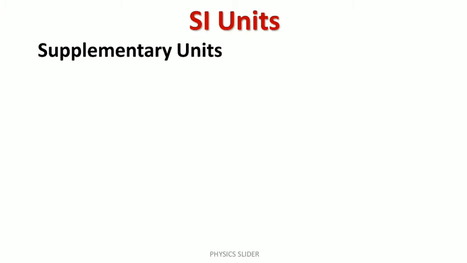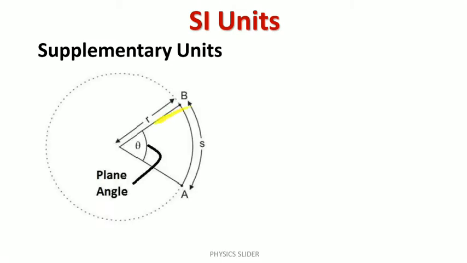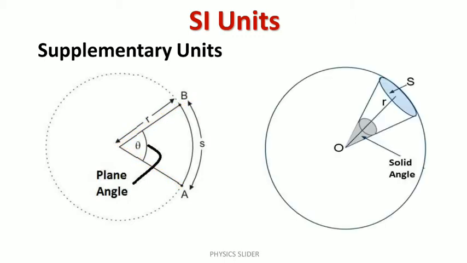Now, what do the supplementary units imply? Watch here. Plane angle. The angle at the center of a circle is called plane angle, while the angle at the center of a sphere is called solid angle. Alright, this is a circle. The angle at the center of the circle is called plane angle. This is a sphere. The angle at the center of the sphere is called solid angle.